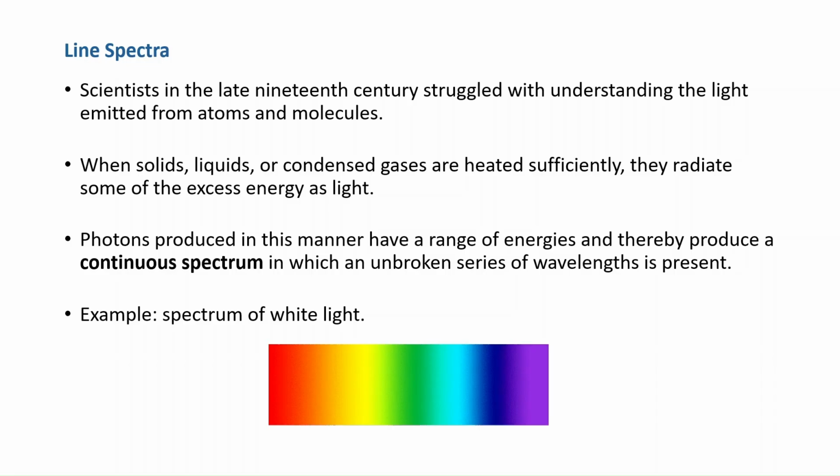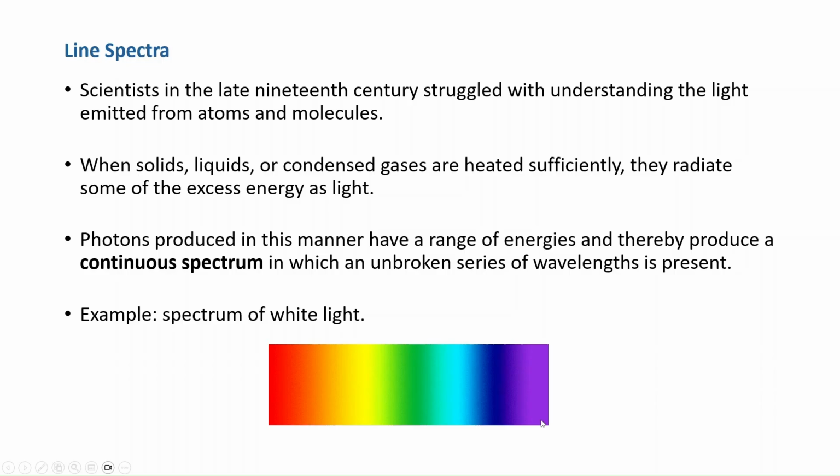Scientists, not just in the late 19th century, but they have been struggling understanding light and especially understanding the light emitted from atoms and molecules. When you heat up a molecule, they usually emit the excess energy in the form of light. Okay? So you'd expect that you have a range of energies, you produce a continuous spectrum. Like if you're looking at white light, that's the spectrum that you get.